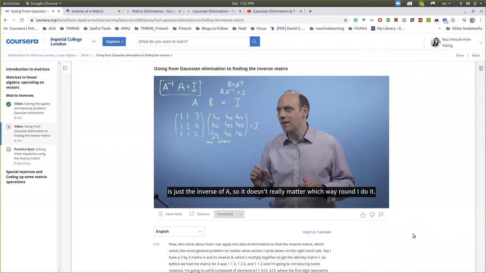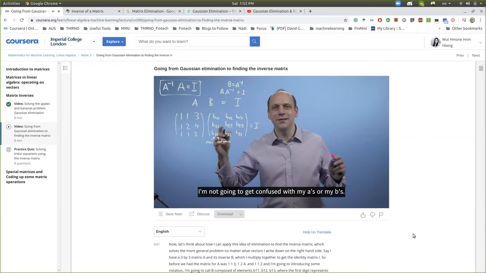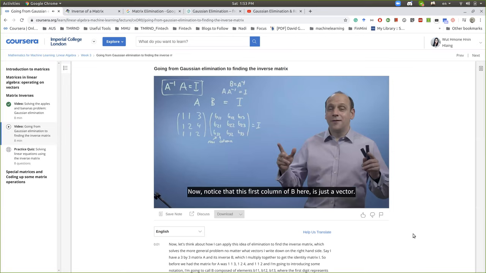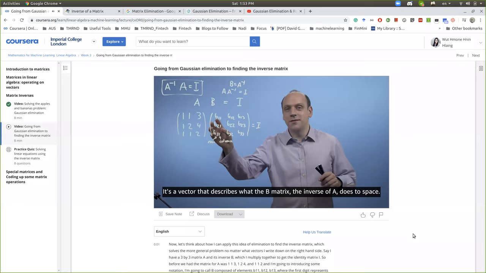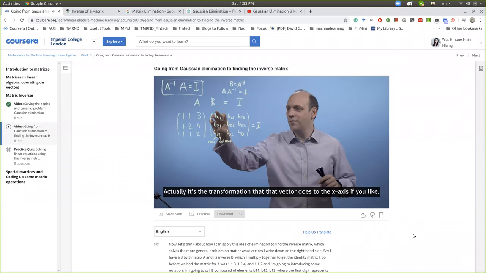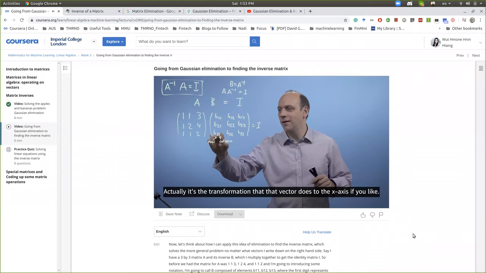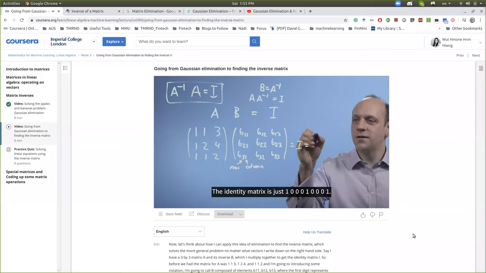But I'm just doing it here so that I've got some B's to play with and I don't get confused with my A's. But for this example, I'm saying B is the inverse matrix of A. Now, notice that this first column of B here is just a vector. It's a vector that describes what the B matrix, the inverse of A, does to space. Actually, it's the transformation that vector does to the x-axis, if you like. And the identity matrix is just 1, 0, 0, 0, 1, 0, 0, 0, 1.